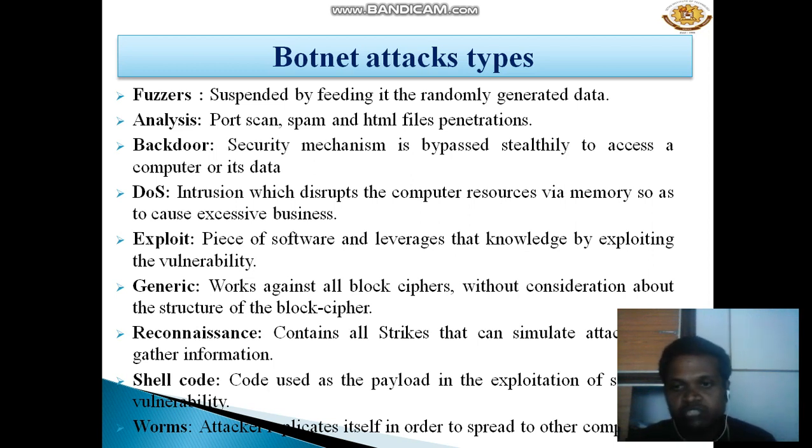Exploit means gaining knowledge by exploiting a vulnerability. Generic means some type of encryption and decryption algorithm is also involved. Reconnaissance means attackers can simulate attacks and gather information. Shellcode is a payload used in the exploitation of a vulnerability. Worm means it can replicate that particular attack. A lot of irrelevant information will spoil the entire application. Okay, so these are all the botnet attacks.